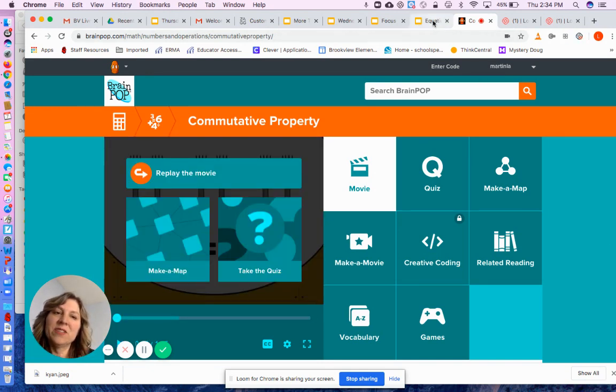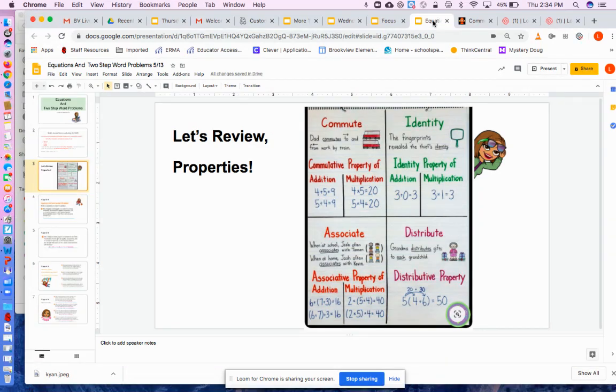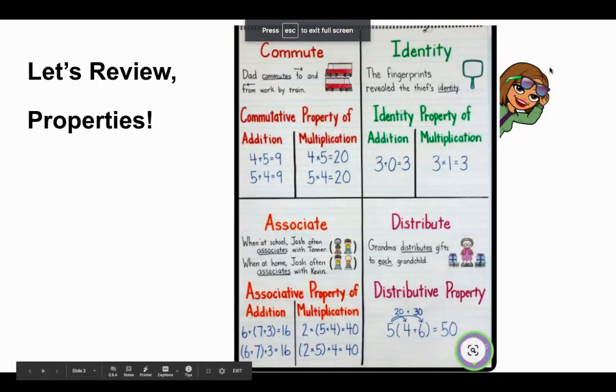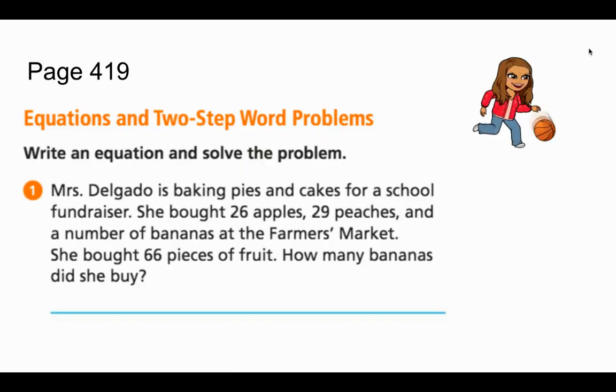All right, so flipping the factors or flipping the addends to figure out your answer. Identity property, think about what's your identity. The fingerprints revealed the thief's identity. Identity property. So for addition, it would be any number plus 0 because your identity doesn't change. For multiplication, it would be any number times 1 because your identity doesn't change. Tomorrow we'll look at the other two properties.